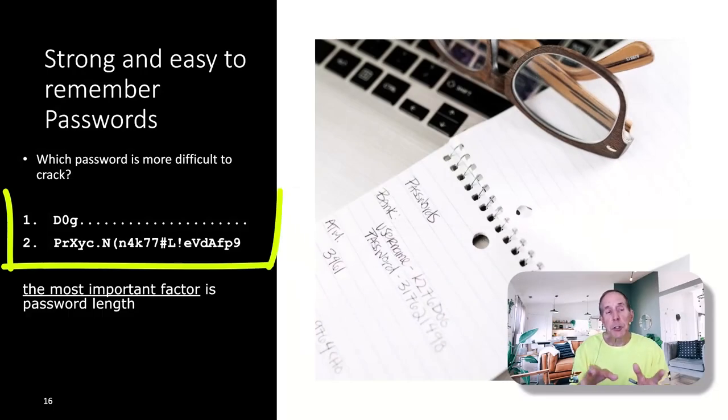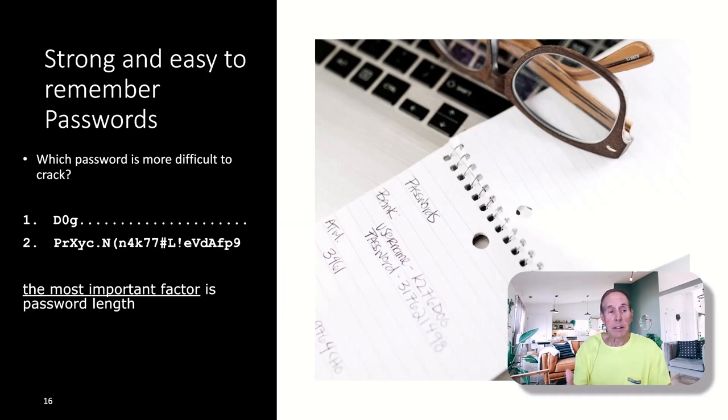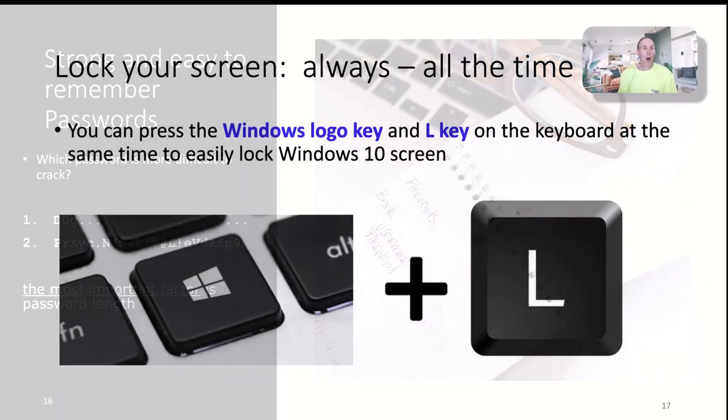If you look at these two passwords, I've got D0G and a bunch of periods, and then I've got this very complex looking password. If I was to ask you which one is more difficult to crack, your answer would be number two. You'd be wrong. Number one is actually much more difficult to crack than number two. It's very important to understand you can make easy to remember but very difficult to hack passwords, and I'm going to show you how.